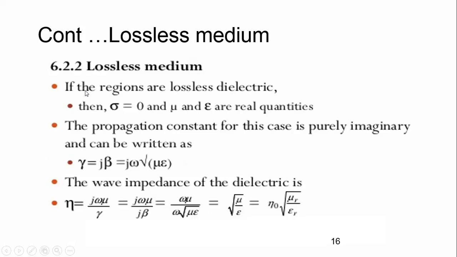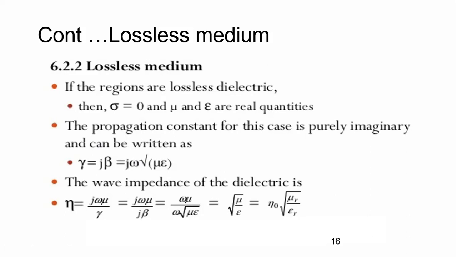In that lossless medium, you need to again apply the conditions. The conditions are that the conductivity is zero and mu and epsilon are real quantities. This condition you need to remember. Once the conductivity is zero and these two are real, the attenuation constant alpha becomes zero. So the propagation constant gamma equals alpha plus j beta, with alpha zero, becomes j beta, and beta is omega root of mu epsilon. If you substitute this value, you will get the eta value, that is eta equals j omega mu divided by the propagation constant.